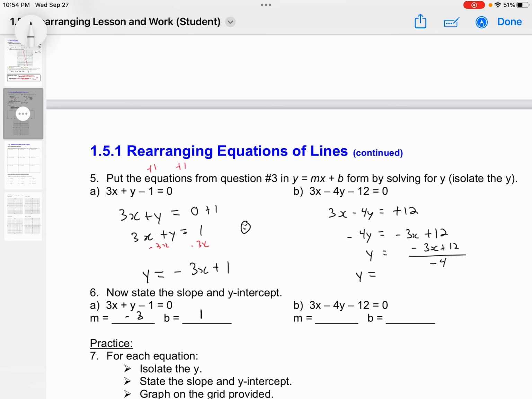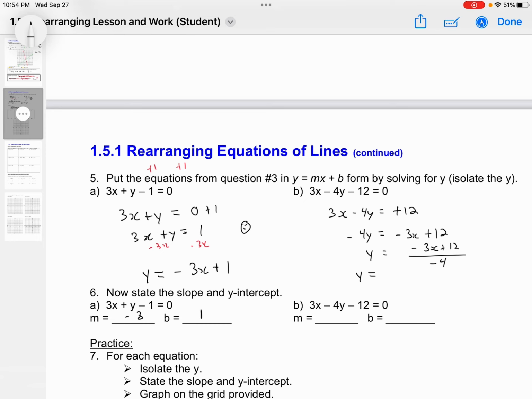Each of these terms has to be divided by -4. That's what divide by -4 over there means. Divide each term by -4. So this first term, -3x, has to be divided by -4. And this 12 has to be divided by -4.